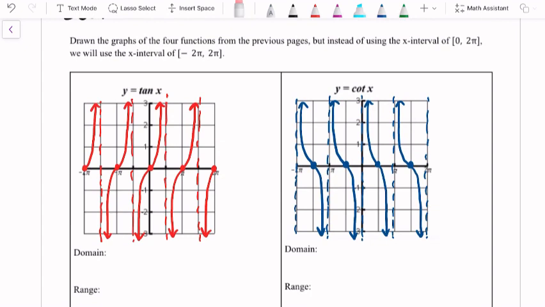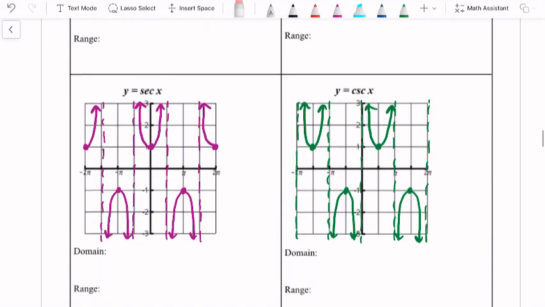Okay, so like for instance, tangent and cotangent look pretty similar. It is important that you know which one, for instance, goes through the origin, or which one doesn't go through the origin. So make sure that you go ahead and memorize what the shapes look like.